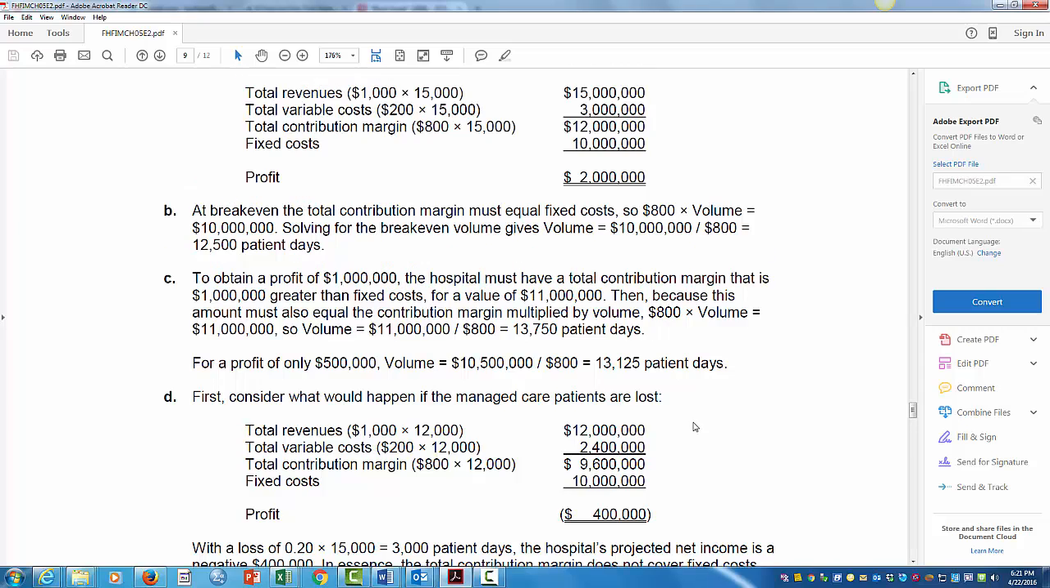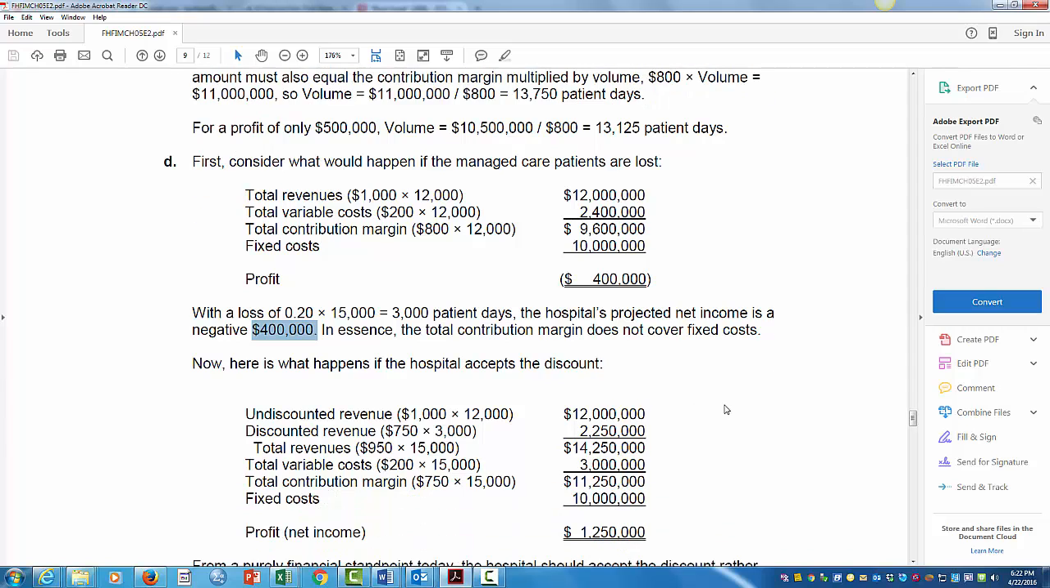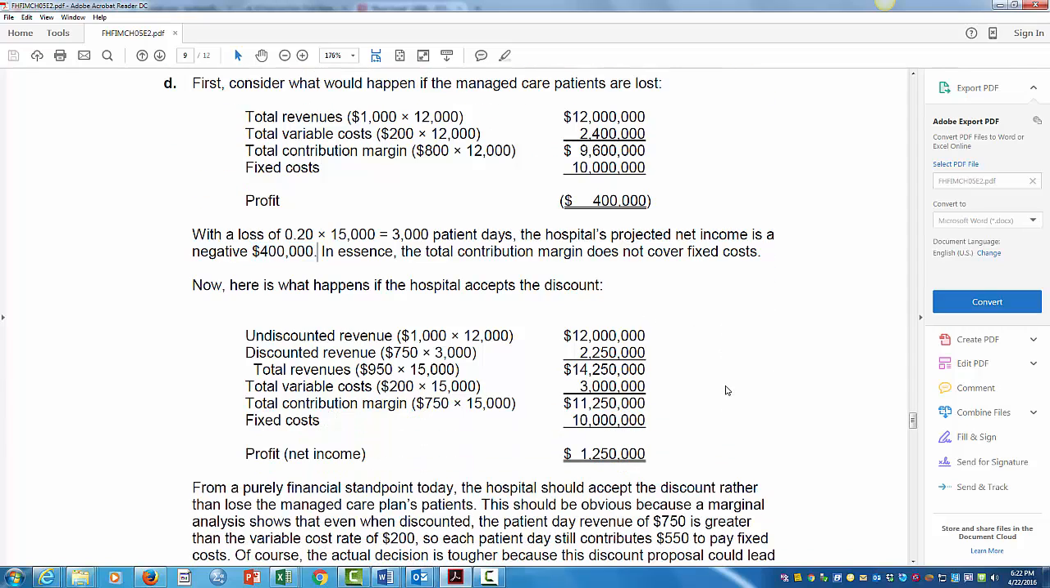It will now become $9,600,000 for the contribution margin. Remember, our fixed costs do not change regardless of the level of inpatient days. So now we will suffer a loss of $400,000 due to the decrease of 3,000 patient days. That's the 20% decrease. So therefore, the net loss is now $400,000. The contribution margin, in effect, does not cover the fixed cost.